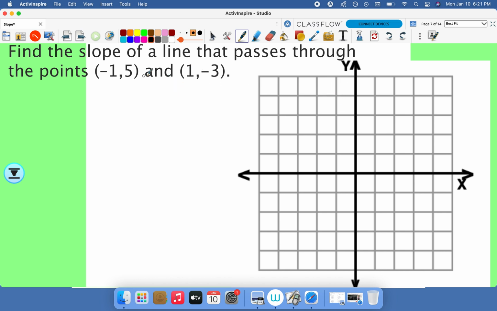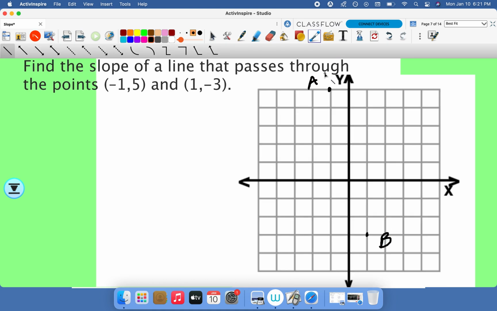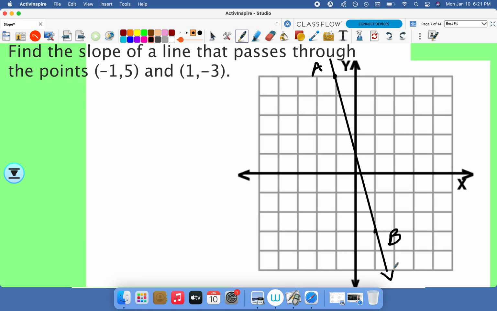So the first thing, let's plot our points. So (-1, 5) is here. Let's call that point A. (1, -3), let's call this one here. Let's connect these dots. To connect these dots, it's going to look like that. And you always have to put an arrow because it continues forever and ever that way and this way. As you're looking from left to right, you can tell that this line is going down, so it's going to be a negative slope.